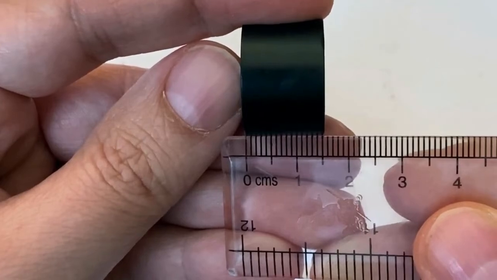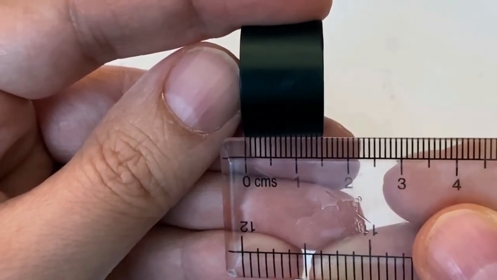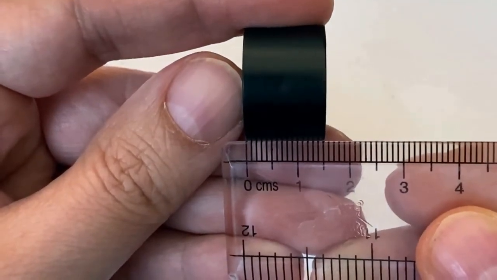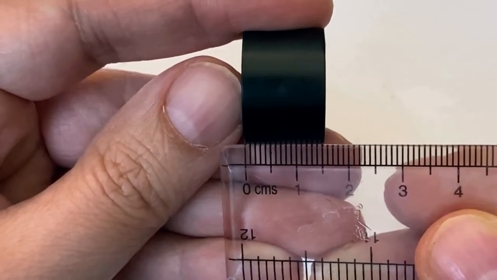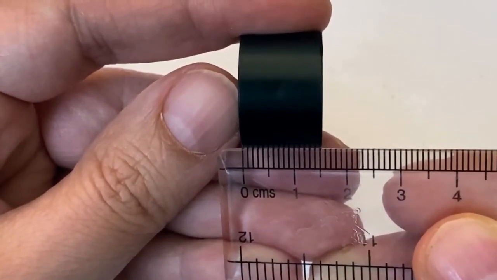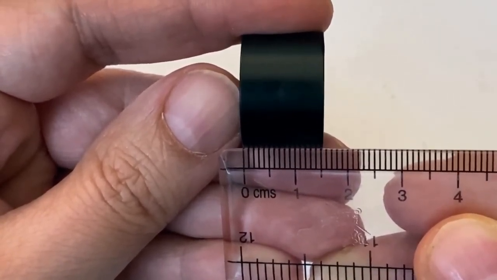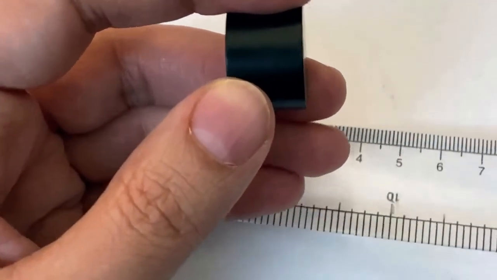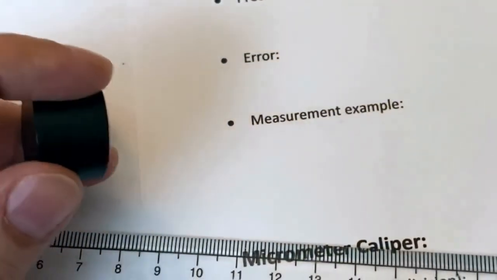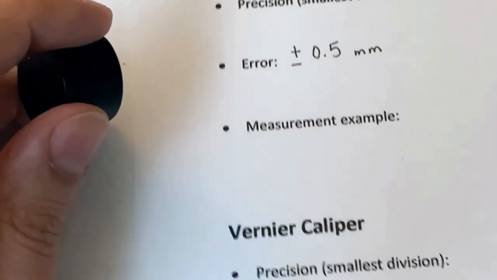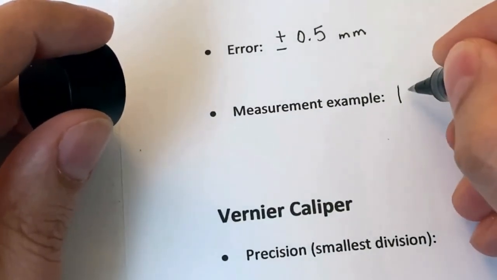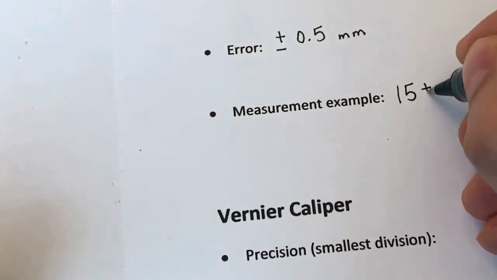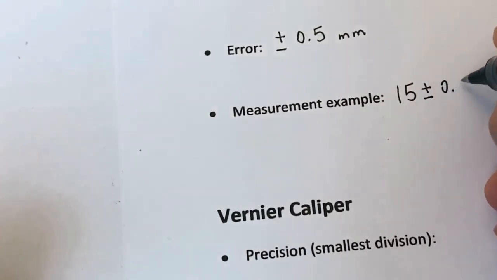I cannot say this is 15.2 because I cannot claim more precision than the precision I have. So I have to say here either 15 or 16. Of course, I'm going to choose 15 because it is closer to 15. So the reading here in this example, I have to record 15, although I know that it is not exactly 15, but I cannot claim more precision than I have. So I'll write 15 plus or minus 0.5 millimeters.